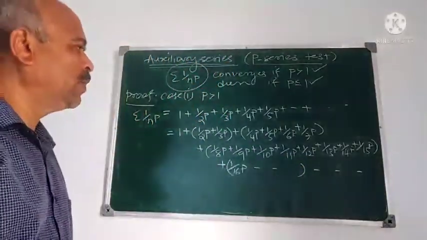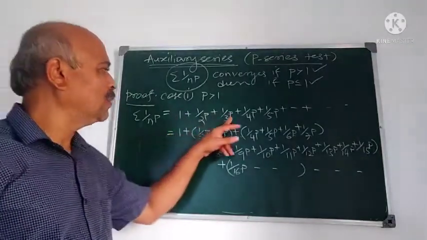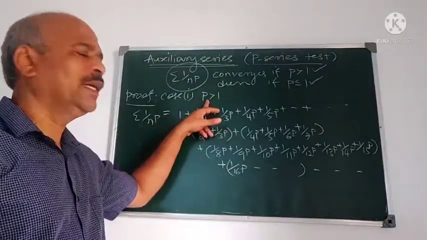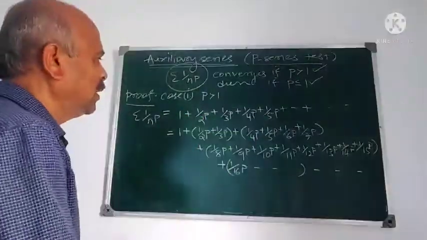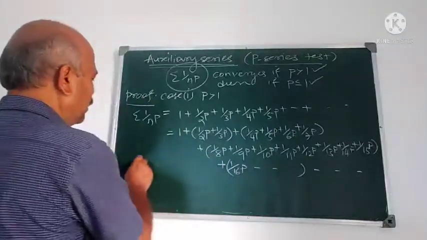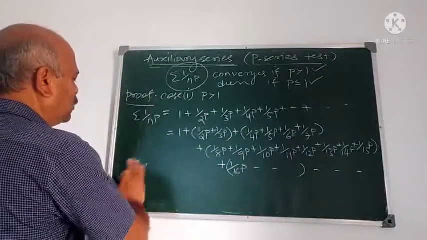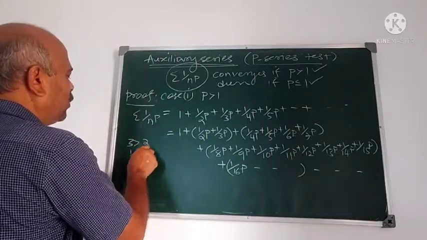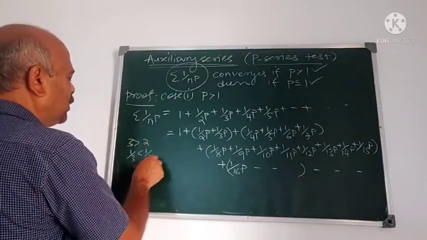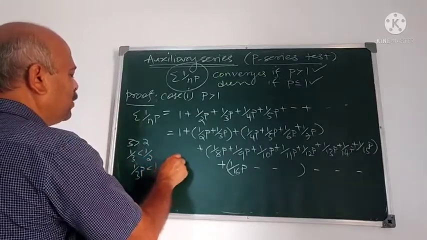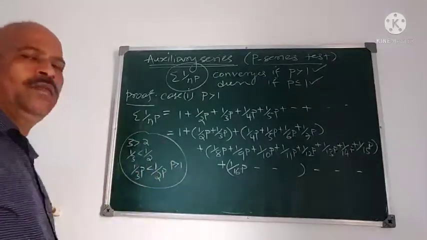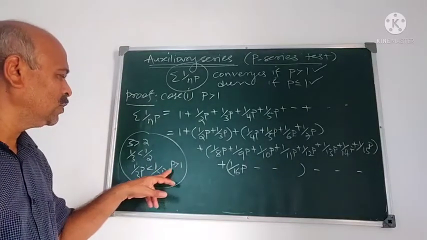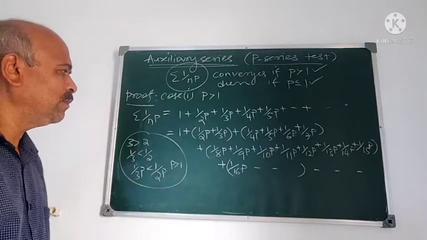Say, this is important. We group the terms of the series as we like, because it is a positive term series and p is greater than 1 here. Now see here, you know that 3 is greater than 2, therefore 1 upon 3 is less than 1 upon 2. 1 upon 3 raised to p is less than 1 upon 2 raised to p because p is greater than 1. First understand this one.